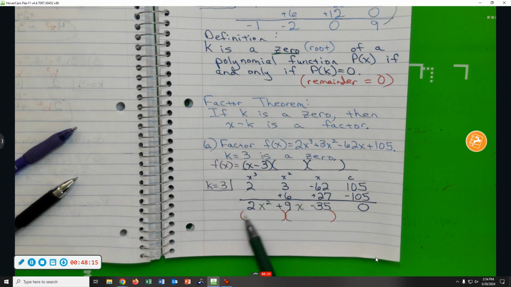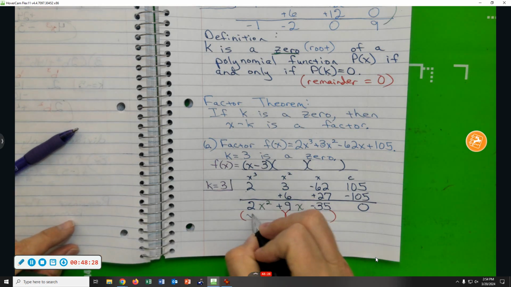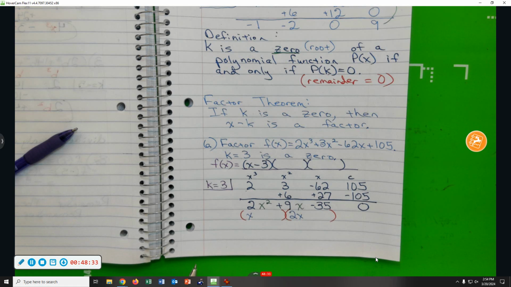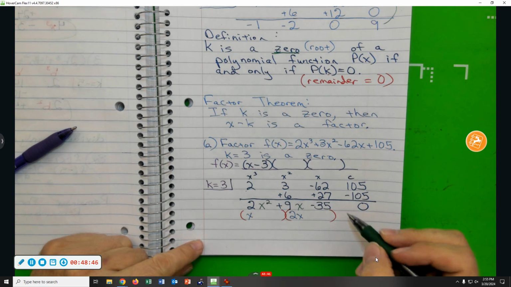Well, the first times first has to give us 2x squared. I can only think of one pair that would give us a product of 2 using positive integers. What is it? 1 times 2, so you have a 1x times a 2x. Oh, what do we know about the sign? The last sign's a minus, so what do we know? A plus and a minus, so we'll wait to fill that in. Now, 35. What times what gives us 35? There's not that many possibilities.